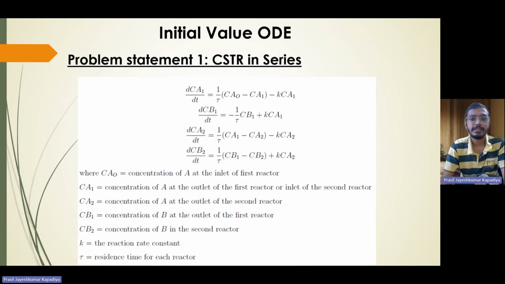So these are the four simultaneous ordinary differential equations. CA0 is the concentration of A at the inlet of the first reactor, CA1 is the concentration of A at the outlet of the first reactor or at the inlet of the second reactor, and CA2 is the concentration of A at the outlet of the second reactor. CB1 is the concentration of B at the outlet of the first reactor, and similarly CB2 is the concentration of B at the outlet of the second reactor. k is the reaction rate constant and tau is the residence time for each reactor.